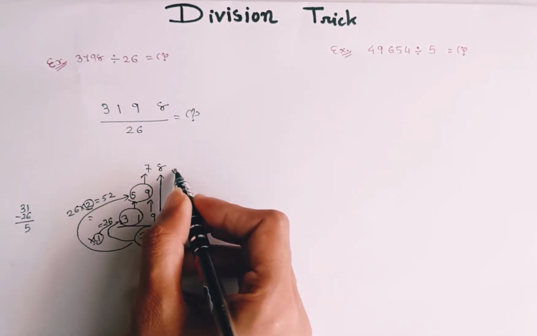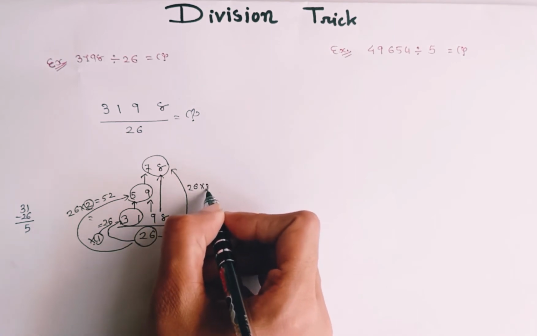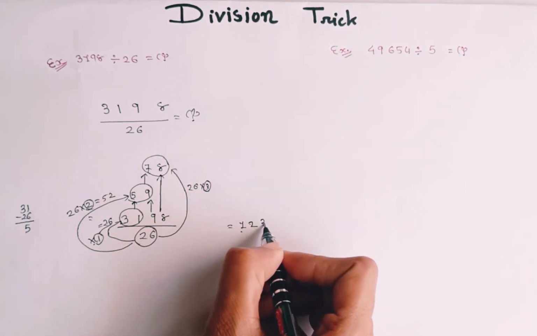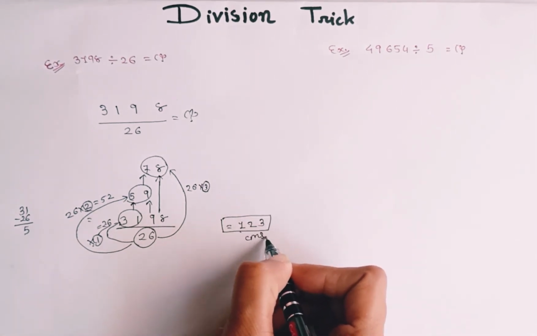So, 26 into 3 is equal to 78. So, last digit of answer 3. Answer is 1, 2, 3.